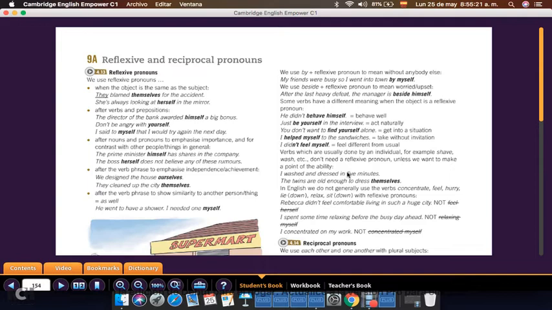I washed and dressed in 5 minutes. I don't have to say myself because by saying these verbs, I know it's about me. The twins are old enough to dress themselves. I'm talking about their ability to do it by themselves.